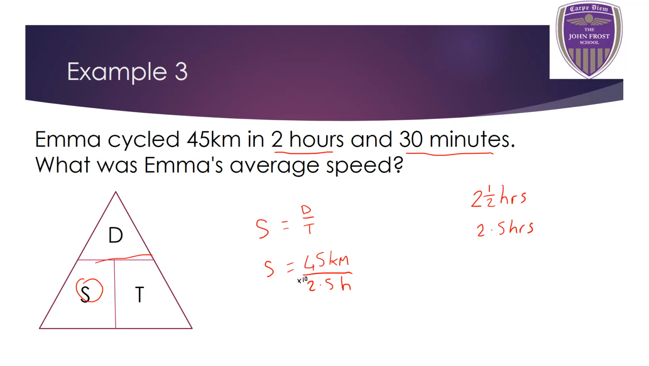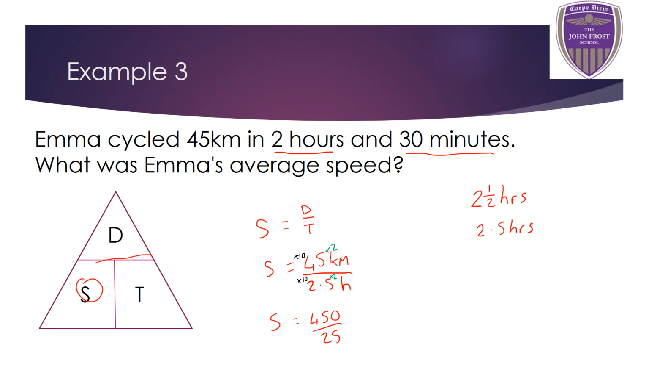We can multiply 2.5 by 10, and we can multiply 45 by 10, which means that we could work out the average speed as 450 divided by 25. It's the equivalent of 45 divided by 2.5. Or another alternative that might make it a little bit easier: how else can we get 2.5 to a whole number? Well, if we double it, it gives us 5.